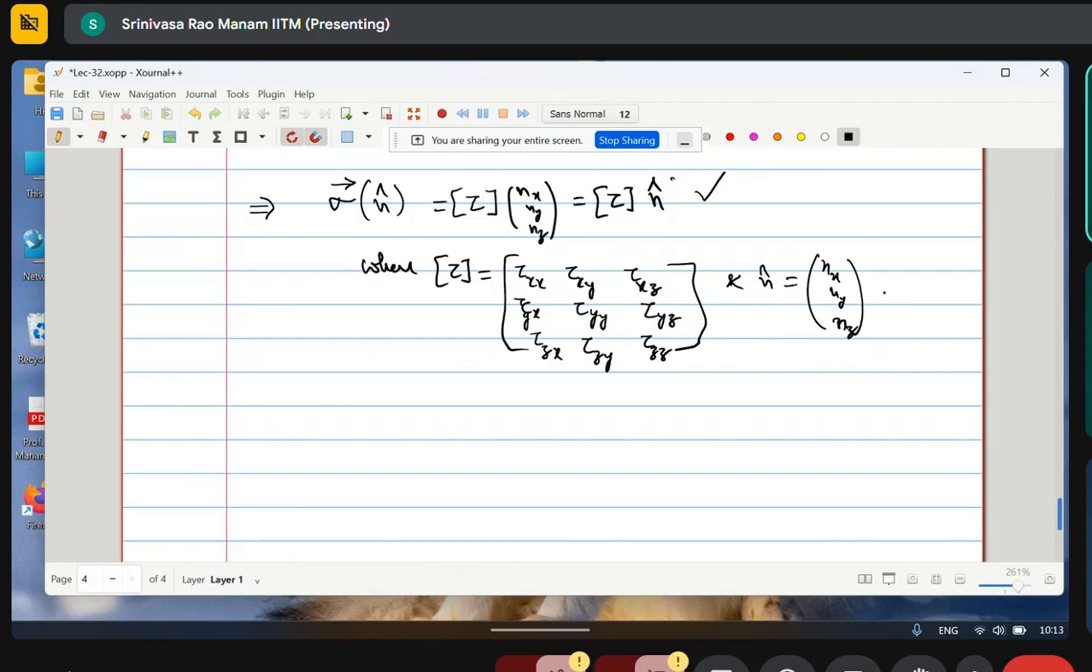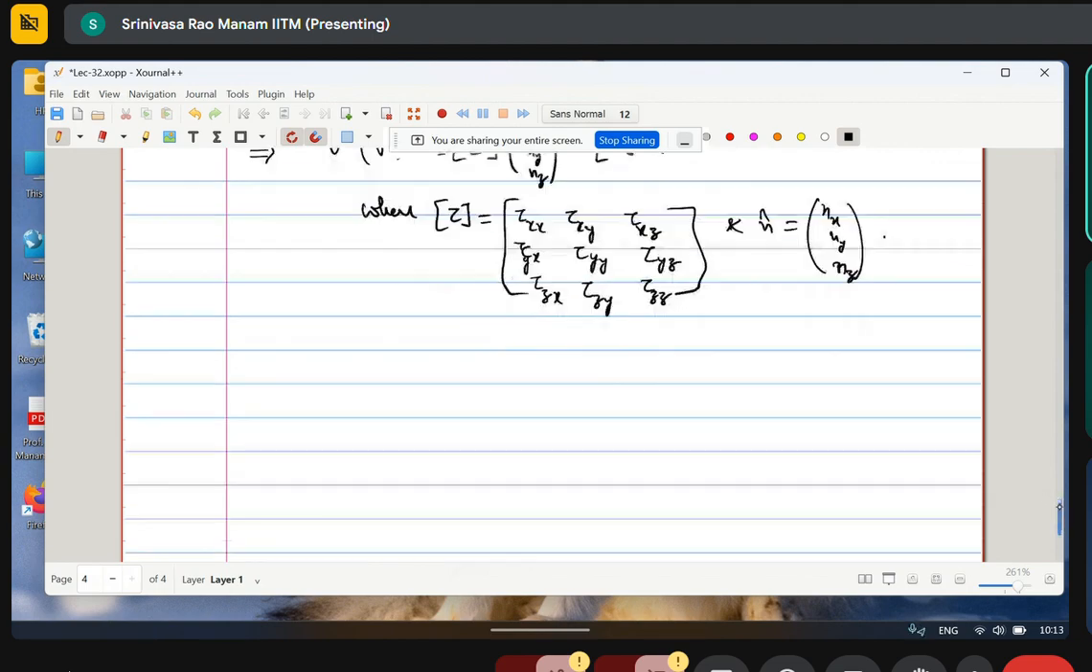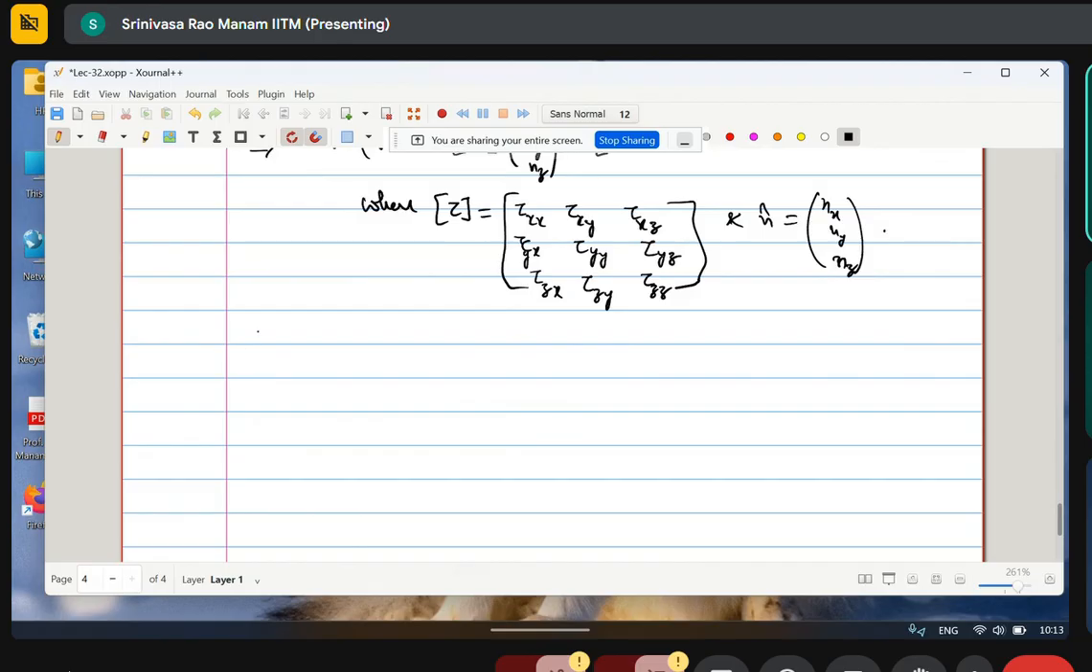So your stress force is basically connected with the stress matrix times n cap, your normal. Okay. So this matrix is basically, we want to show that this matrix is actually symmetric. That is your next step. Next step is this matrix tau is symmetric. This is another claim. This claim is that this is a symmetric matrix.